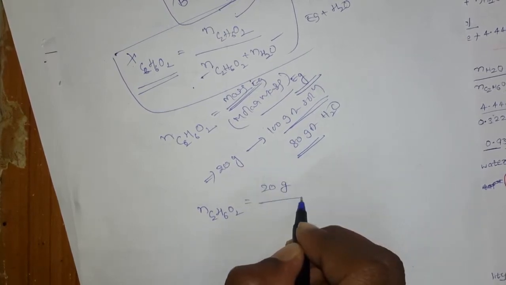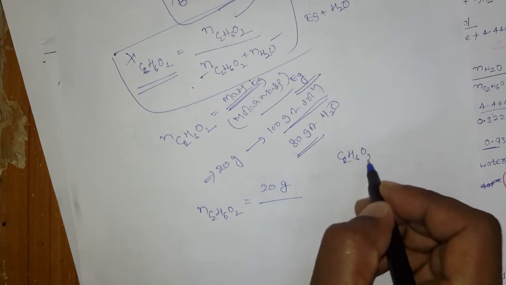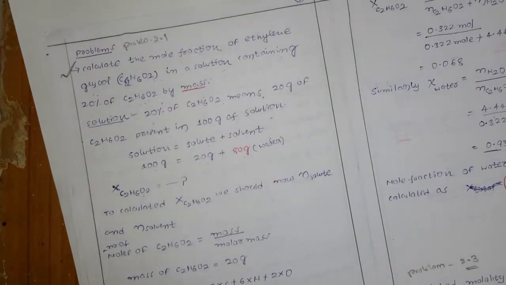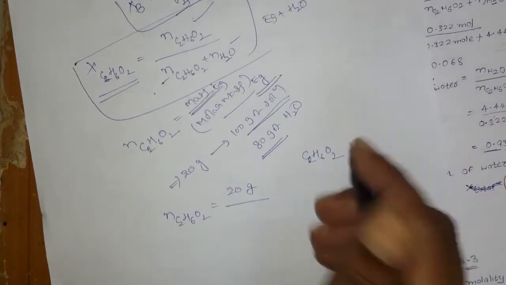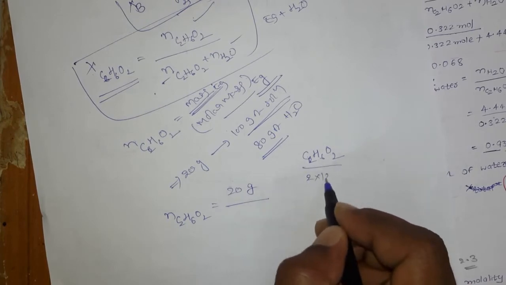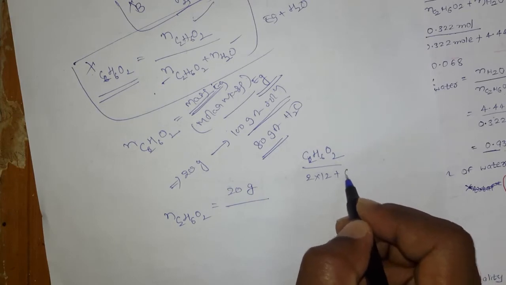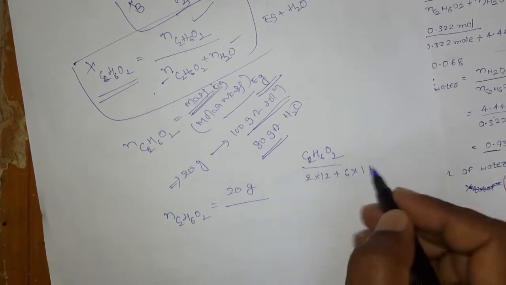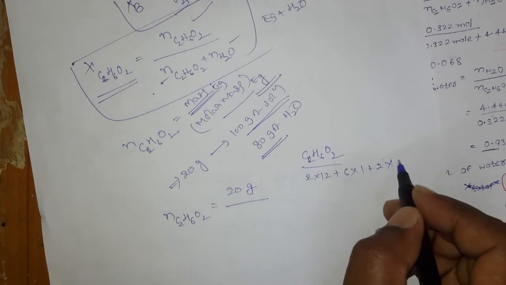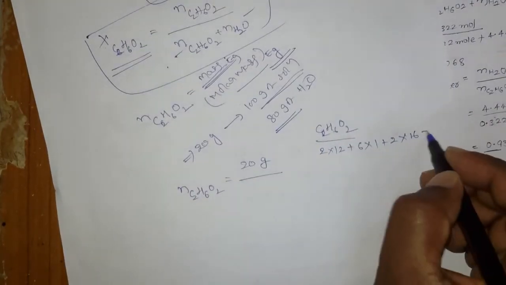20 grams divided by the molar mass. How do you calculate the molar mass? Very simple. For C2H6O2, you calculate carbon: 2 into 12, plus hydrogen, what is the atomic mass, 6 into 1, plus oxygen, 2 into 16. So that you calculate.